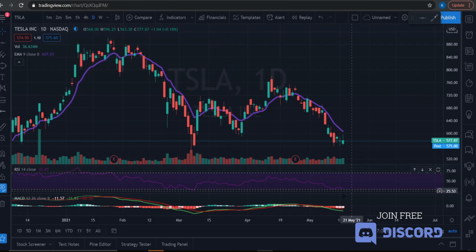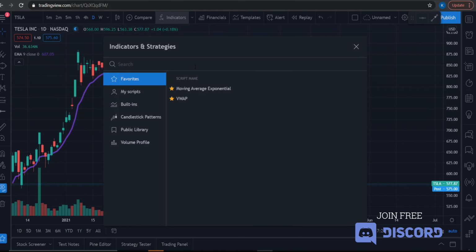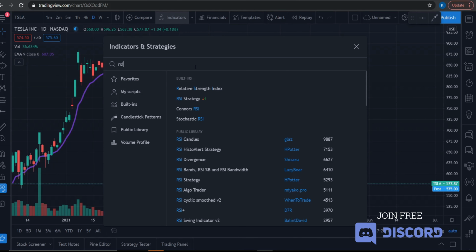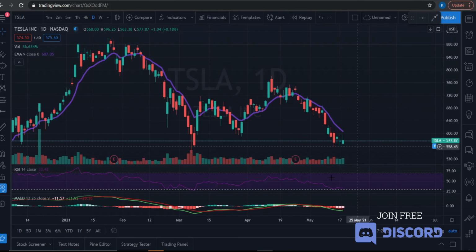Well, we can take down to the RSI. I double click on my chart and I have the RSI. And if you don't have the RSI on yours, you can go up to the indicators, type in RSI, and it's the relative strength index. You can add that one there, and then you can add it to your list. Now, if you double click, it should add it to the bottom.